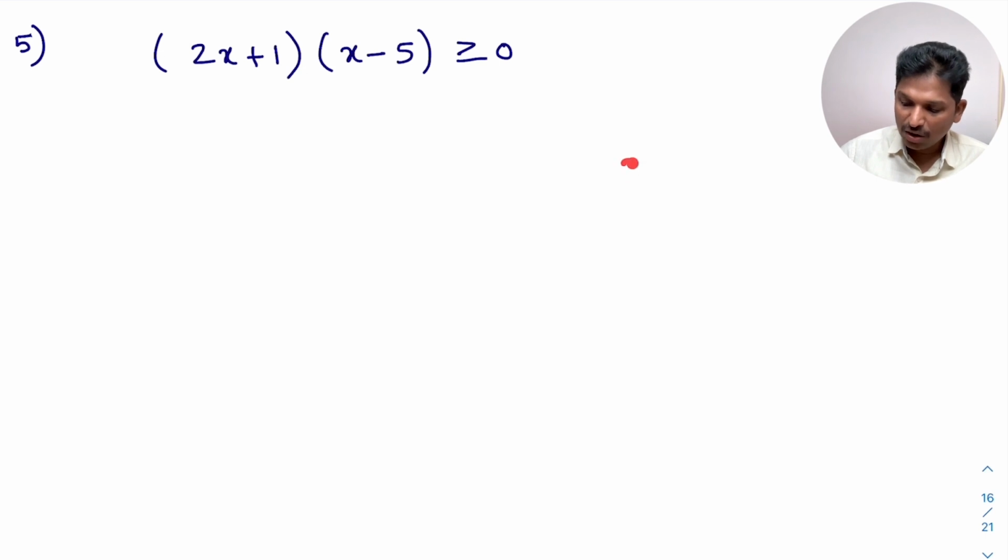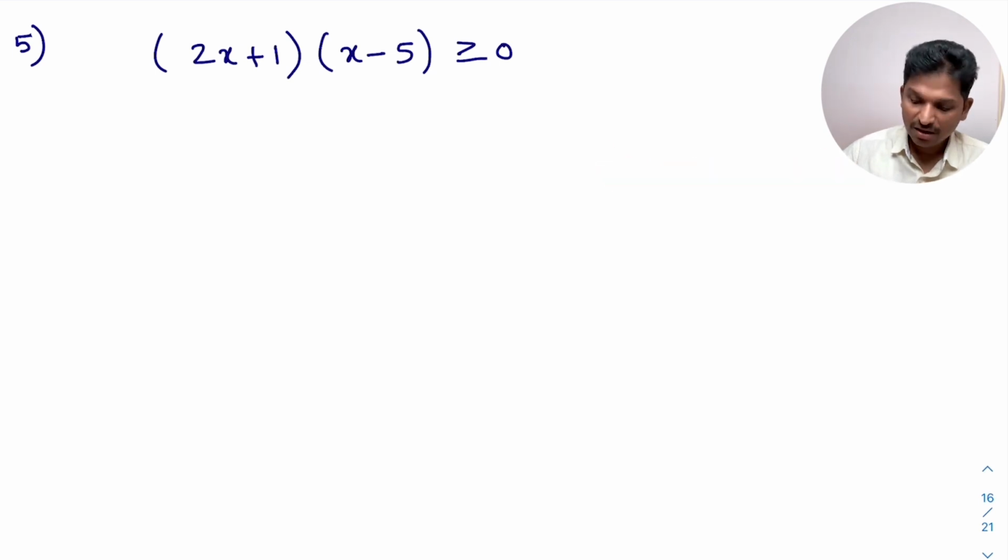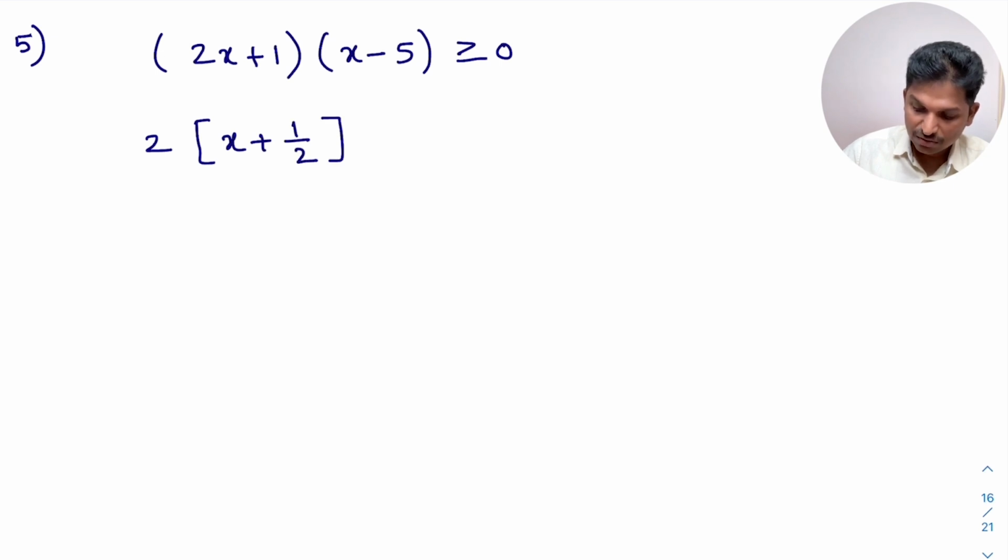What I want is for the given inequality to be in this form: x minus a, x minus b, or x plus a, x minus b. Now here 2x plus 1 is there, so I'll take 2 common. If you take 2 common, this becomes x plus 1 by 2. If you multiply these two, again you will get 2x plus 1 only, into x minus 5 is greater than or equal to 0.